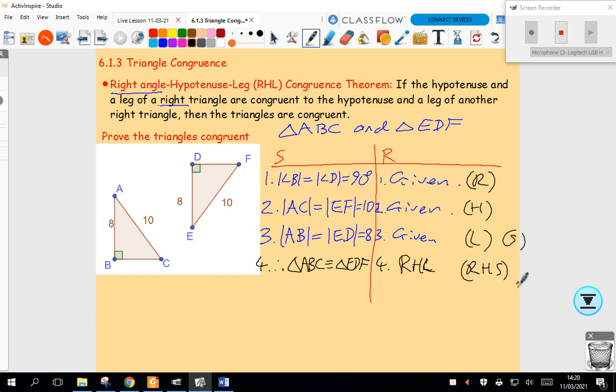Okay, so those are my 4 congruence proofs to prove triangles. Notice the 2-column proof is the most concise and effective. Do write in the full word statement, do write in the full word reason. I'm just putting S and R to keep the time down a little bit.